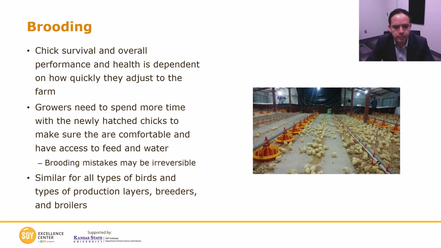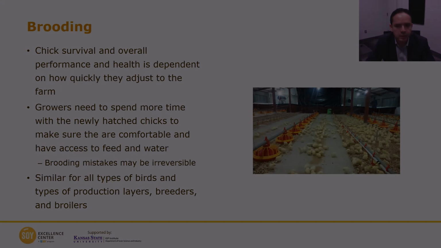If there are some issues with brooding, those issues could be irreversible. There is one indicator that we always follow, which is the 7 days body weight. I'm going to talk more about this in the next presentation. But if you have 1 gram extra at 7 days, that could represent between 7 to 10 grams extra at processing. And brooding is similar for all types of birds and types of production. It's going to be very similar in layers, breeders, and broilers.